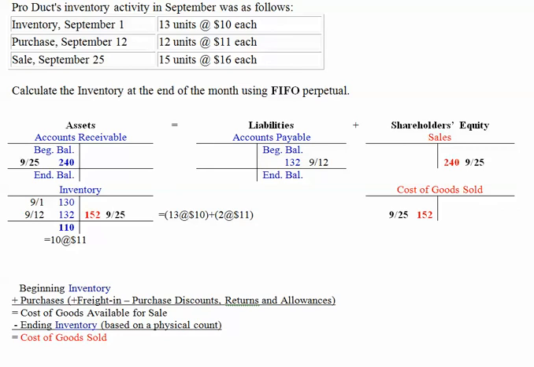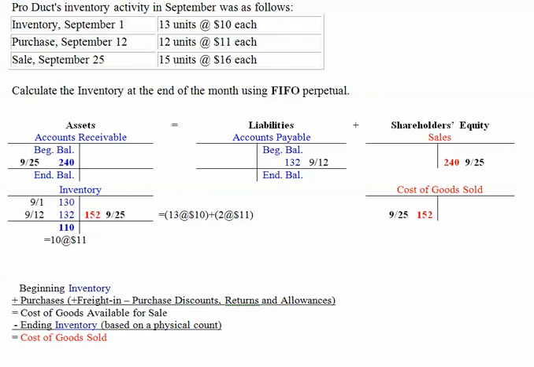So earlier I showed you this video where we had products and it had this inventory activity for the month, and then it uses FIFO to record its cost of goods sold during the period. So we went through all that, and just to give you the idea, you have beginning inventory, you have your purchases. So if you look here, you have your beginning inventory plus your purchases.